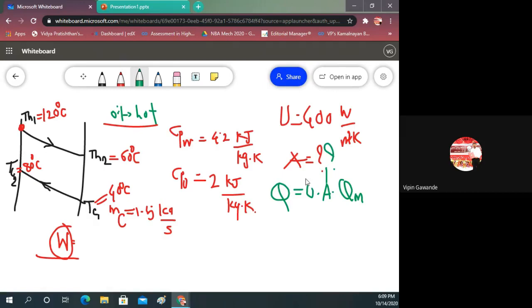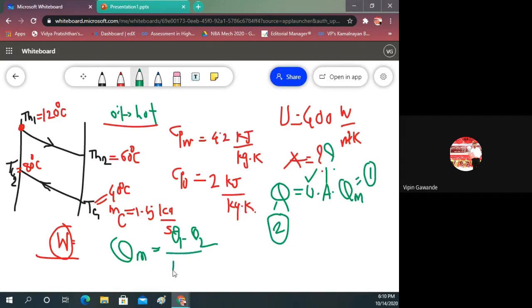U is given in the problem. Theta M is not known, so first we have to calculate theta M. Second, we have to calculate Q. Two things we have to calculate here. Now we will concentrate first on the calculation of theta M. How will we calculate it? Write down its formula first, and then we'll decide what parameters are given in the problem.